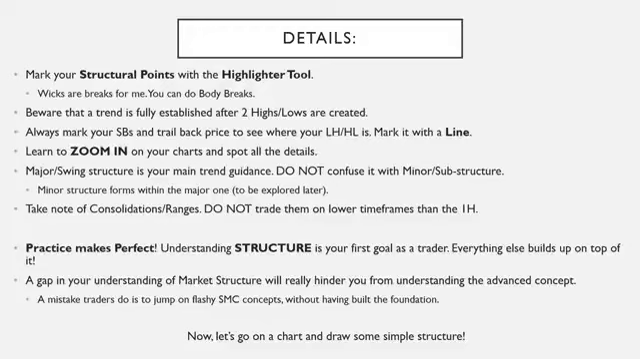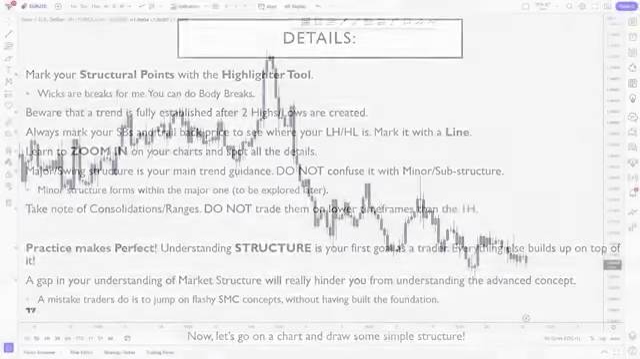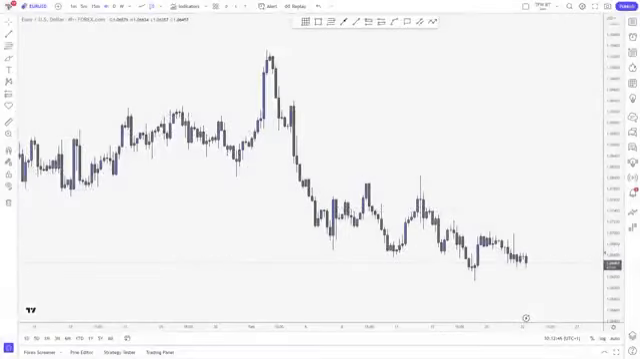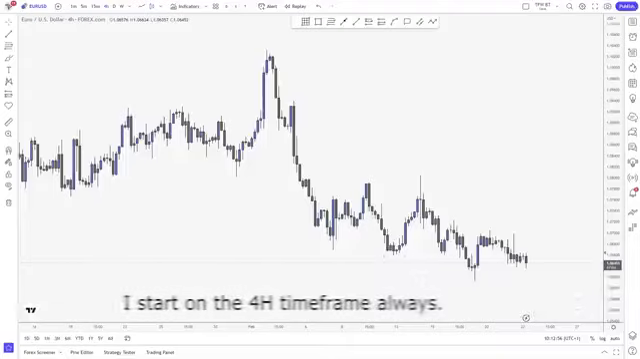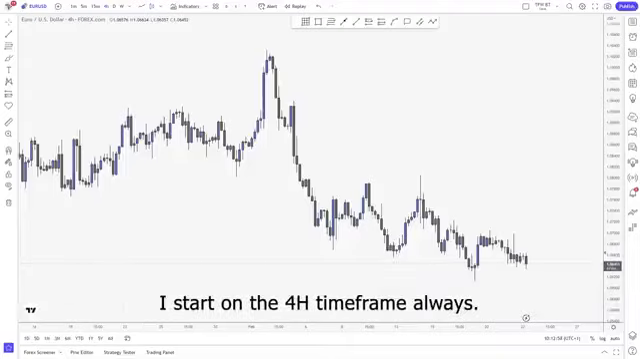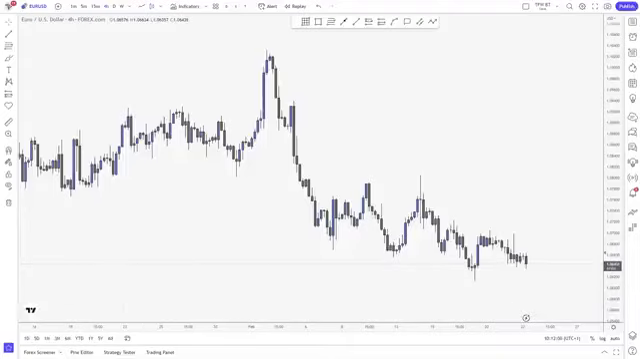So right now, I just want to go on the charts and show you a real example so that you actually know how to practice drawing basic market structure. All right, here we are on a EURUSD chart on the 4 hourly time frame. Once again, exactly what I'm speaking about right now is trend identification. I identify my trend on the 4 hourly time frame. This is my major time frame, this is my trend time frame. The 50 minute is my minor time frame, which we're going to cover later.